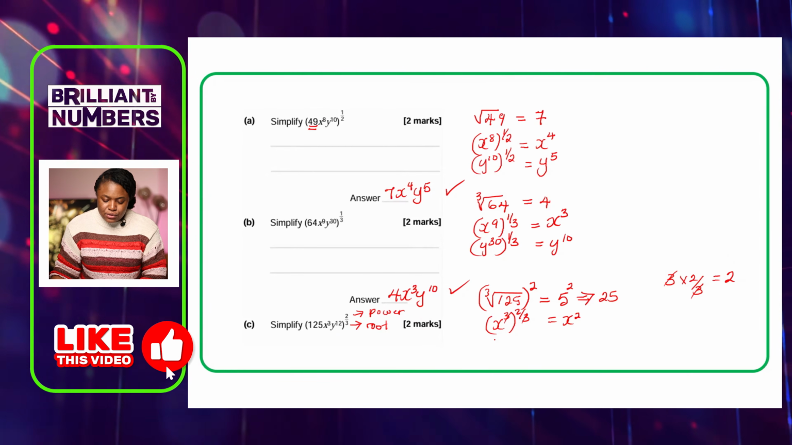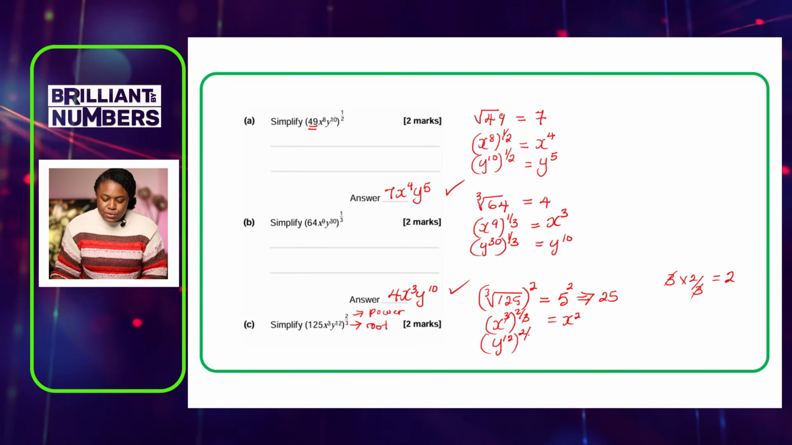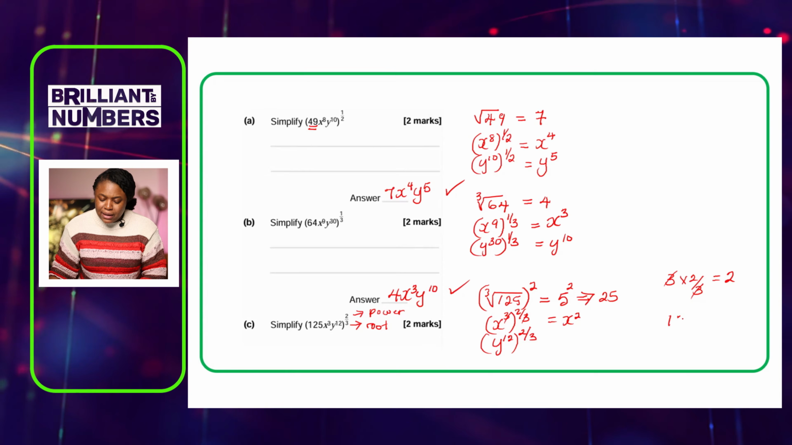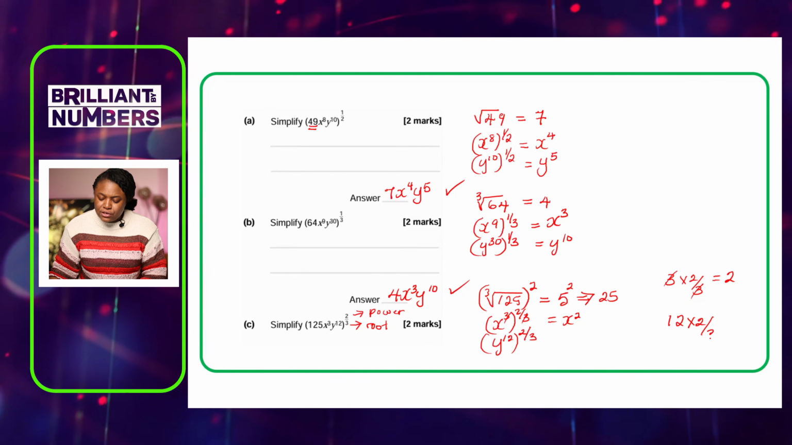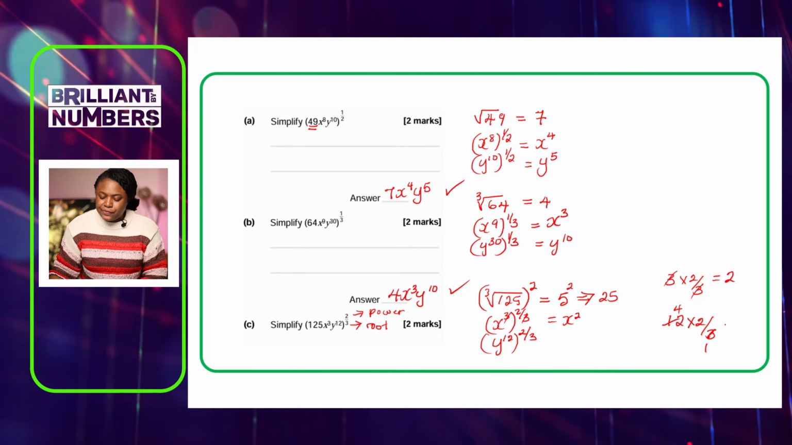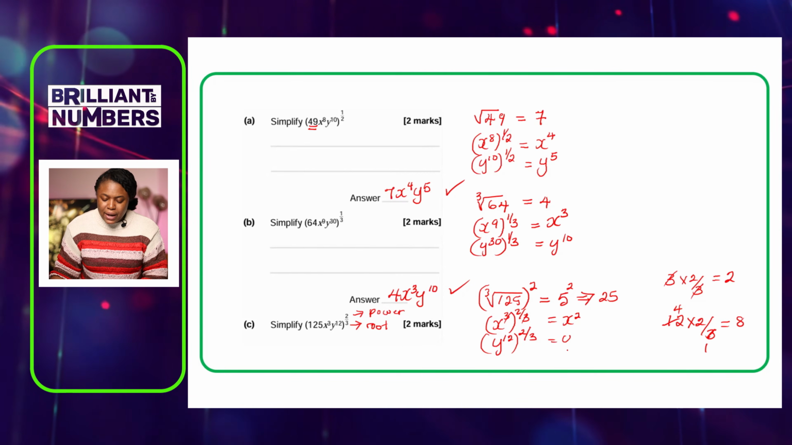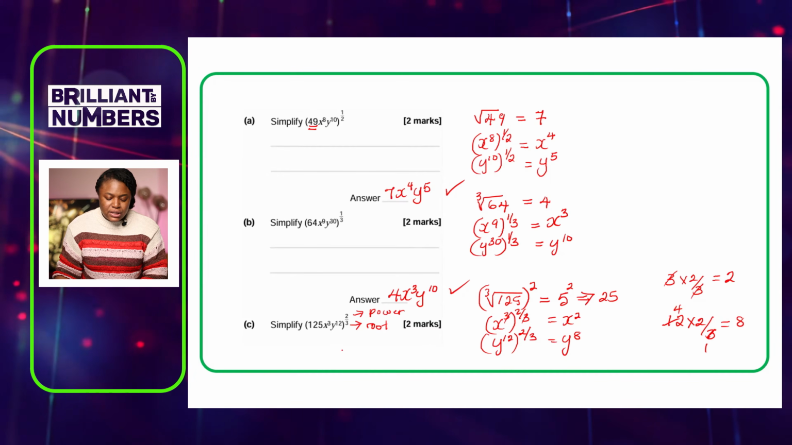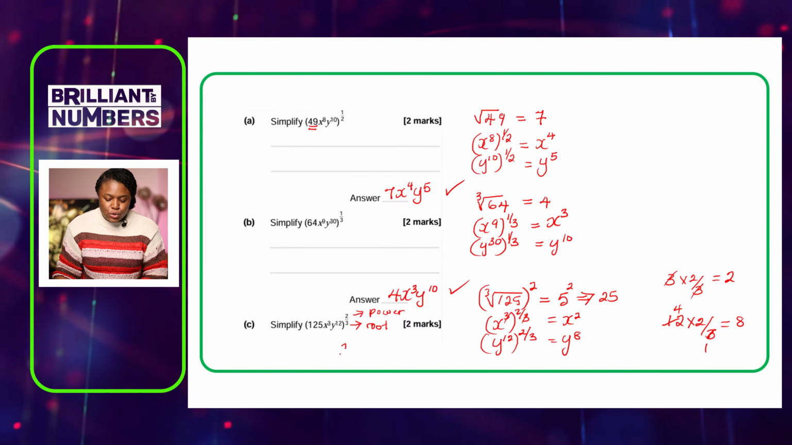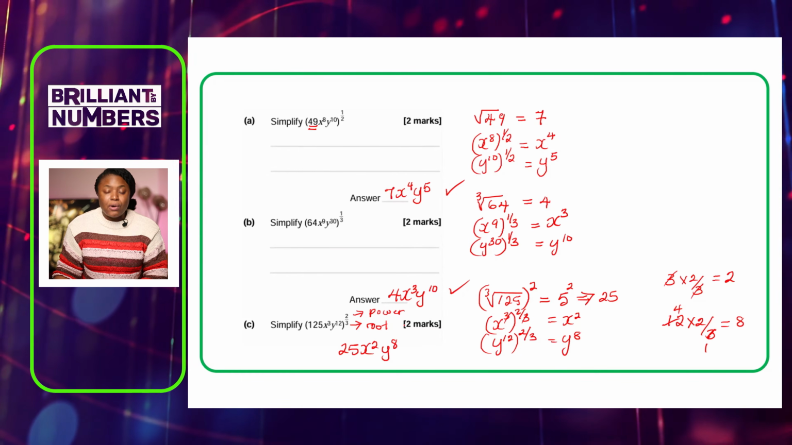Final step, I need to do y to the power of 12, and then I need to raise that to 2/3. So essentially, I'm doing 12 times by 2/3. 3 into itself goes once, and into 12 goes 4. 4 times 2 is equal to 8. So I get y to the power of 8. Putting it all together, I get 25x squared y to the power of 8. And that's my final answer.